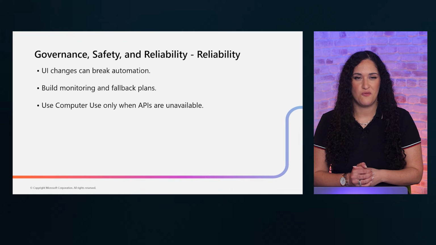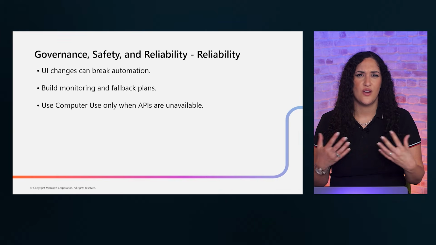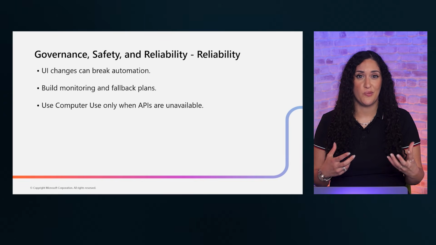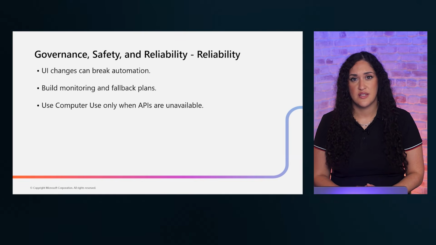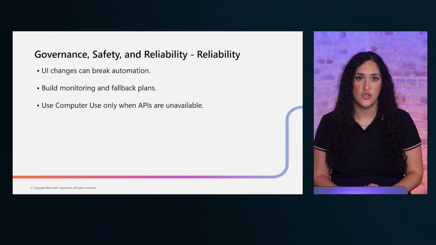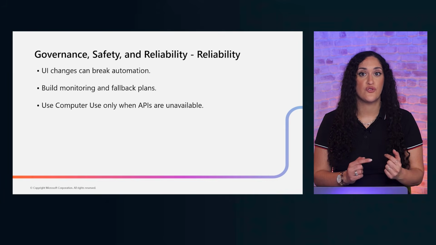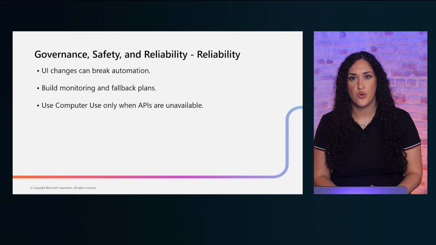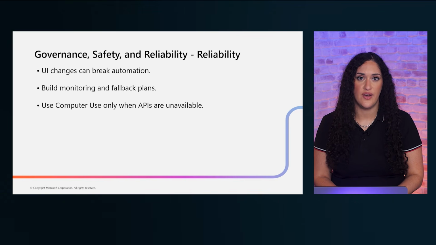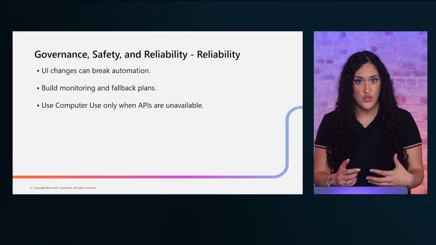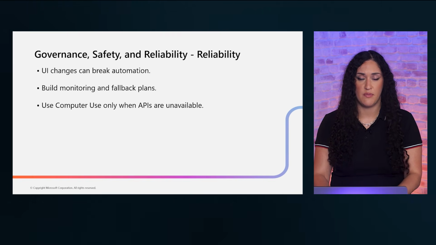Reliability is the Achilles heel of UI-based automation. When a website or application updates its interface, your automation can break. This is fundamentally different from API-based integration, where contracts are explicit. So the best practice here is threefold. Build monitoring that will alert you when agent success rates drop, maintain fallback plans for manual execution, and use computer use only when APIs are genuinely unavailable. Also consider establishing a regular testing cadence, weekly or monthly, to verify that your computer use agents still work correctly against their target applications.